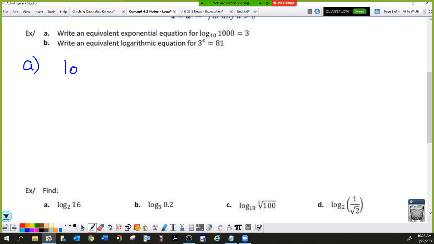I have log base 10 of 1,000 equals 3, and this is definitely a true statement because it says, what power of 10 would give me this 1,000? Well, the answer is 3. 10 to the third is 1,000. In fact, I just said the answer. 10 to the third is 1,000. But how would we have done that without just strictly memorizing?